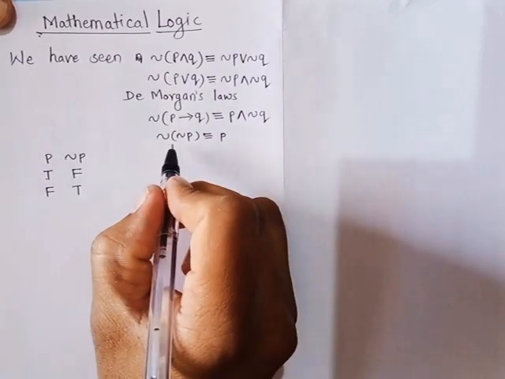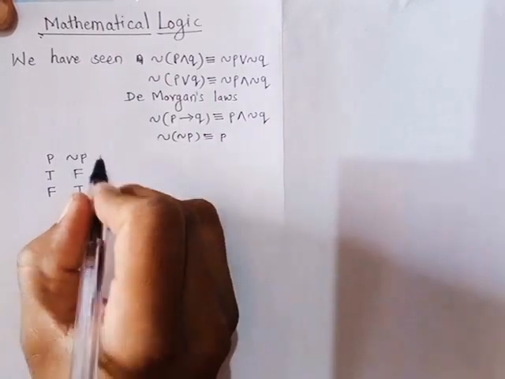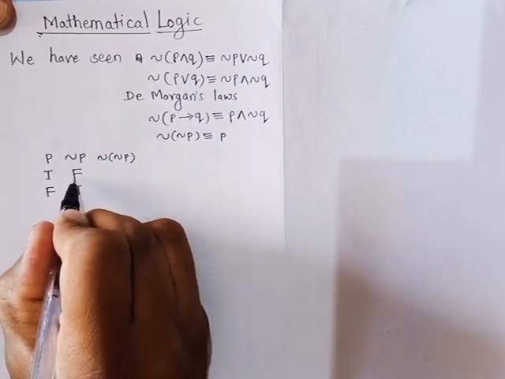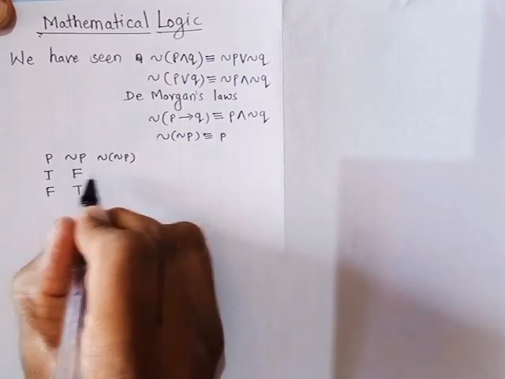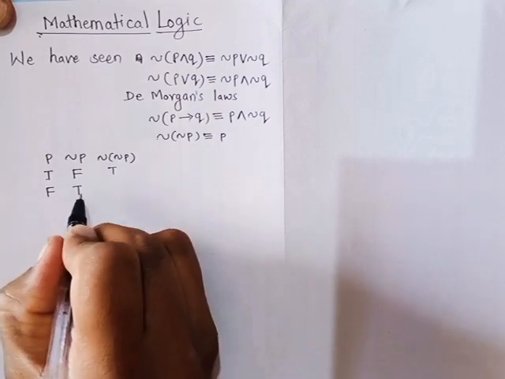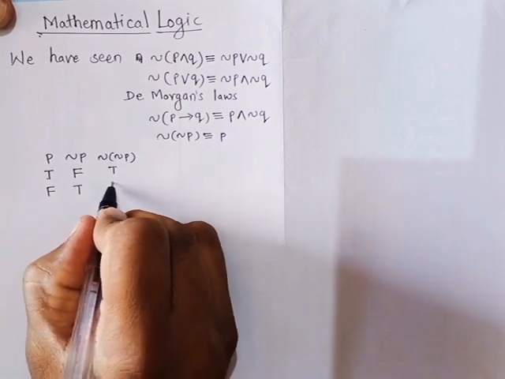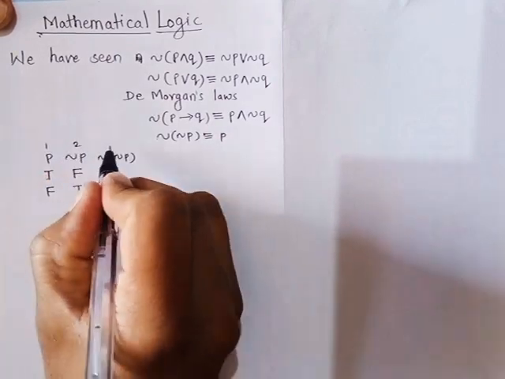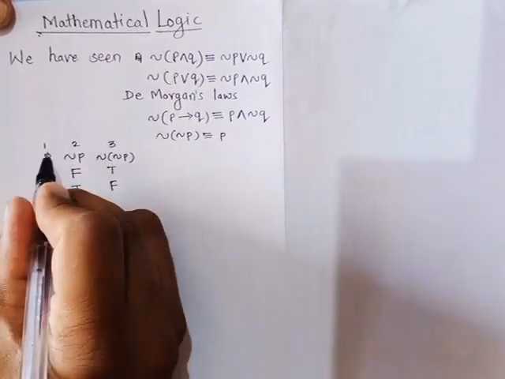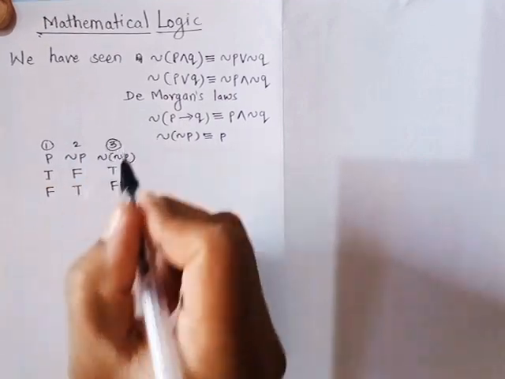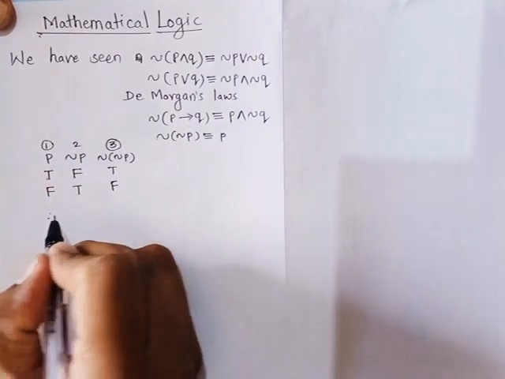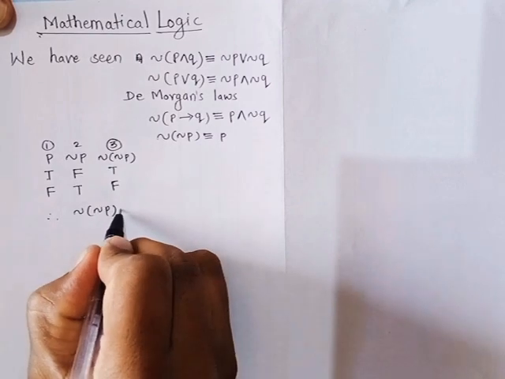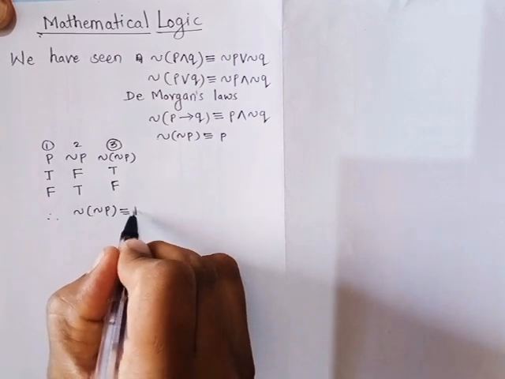Now we have to take the negation of negation. That is, if the statement is false, then its negation is true. If the statement is true, its negation is false. Now see the entries in the column. The entries are identical, therefore we can write negation of negation is the statement itself.